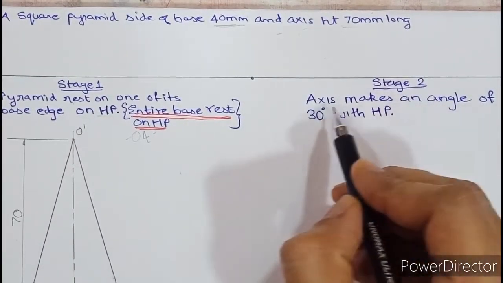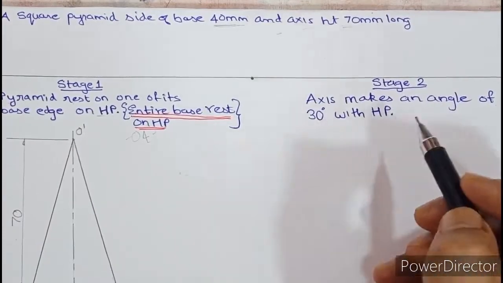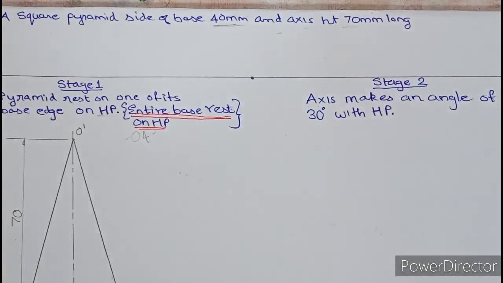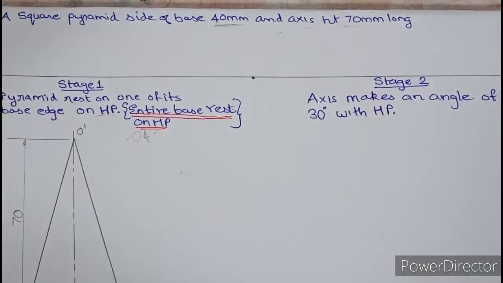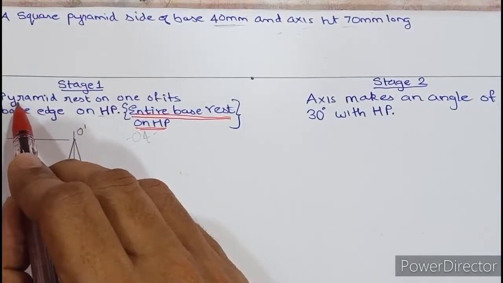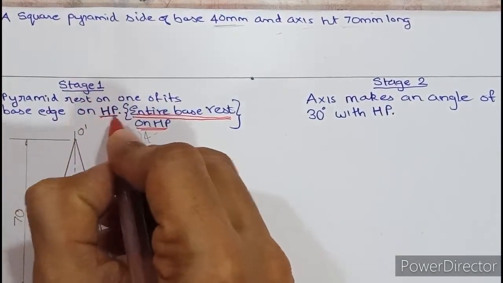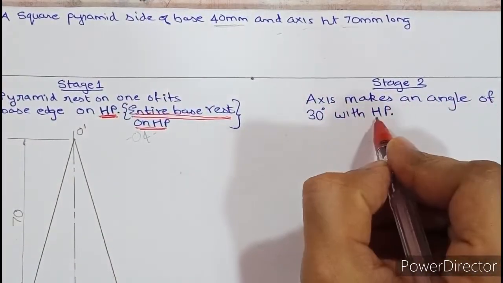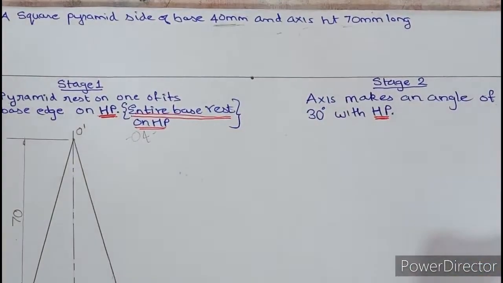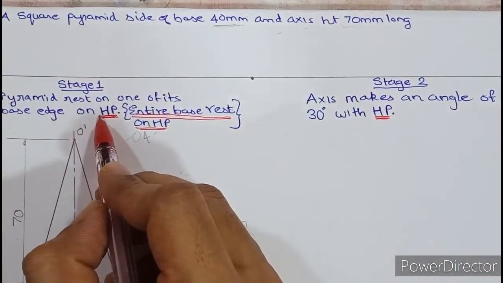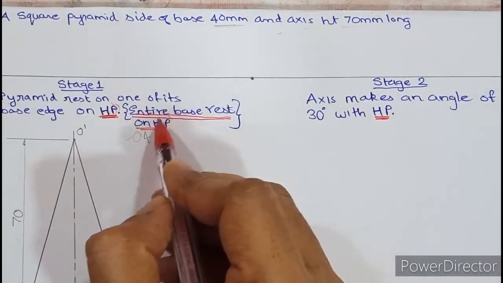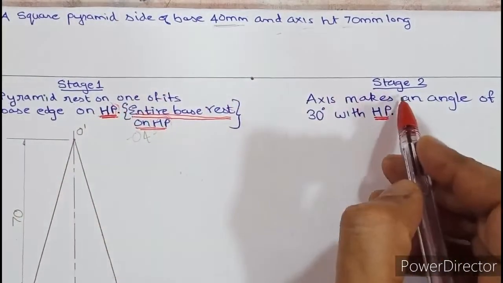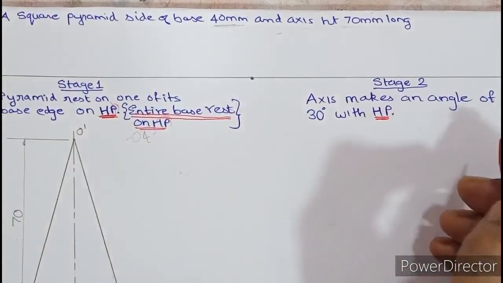So in the second stage I have written that the axis makes an angle of 30 degree with HP. So what are the important points we have to remember? Let us discuss. If you read the condition of the first stage, it was given with respect to HP. So it is compulsory that in the second stage the condition has to be with HP only. Suppose instead of HP here it was VP, then obviously here also it will be VP. So if the first stage condition is with the vertical plane, it is compulsory that the second should also be with the vertical plane. You will slowly understand when we proceed.